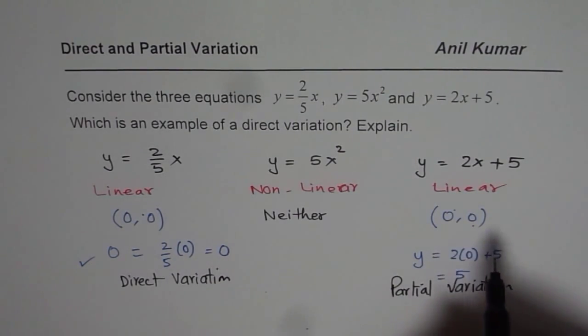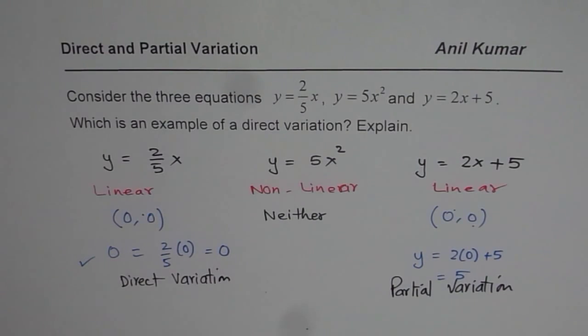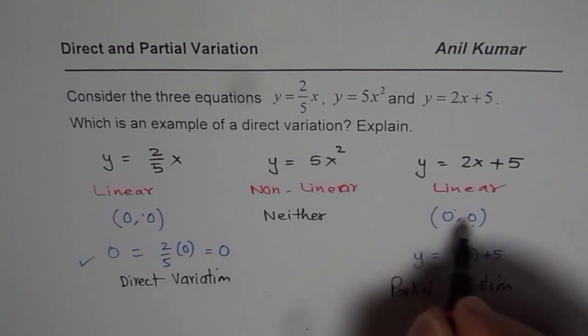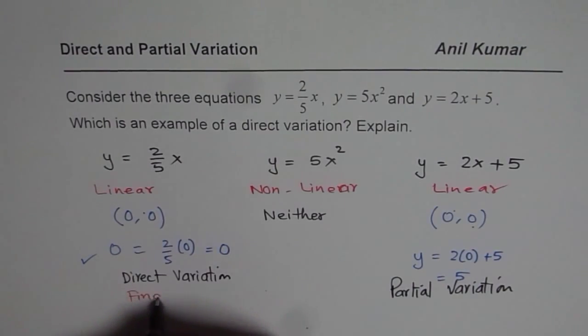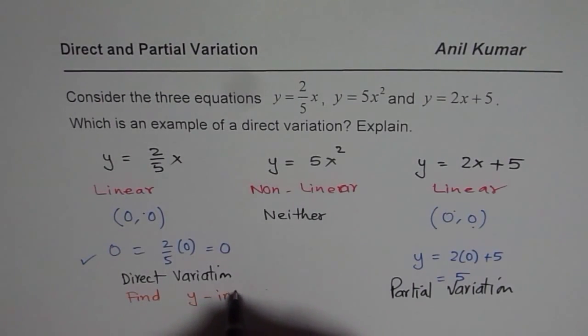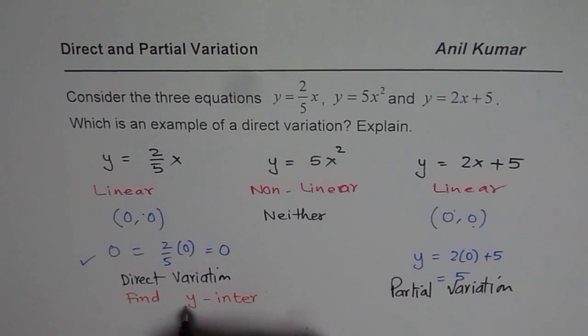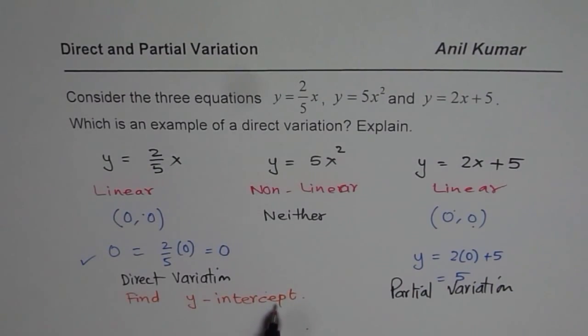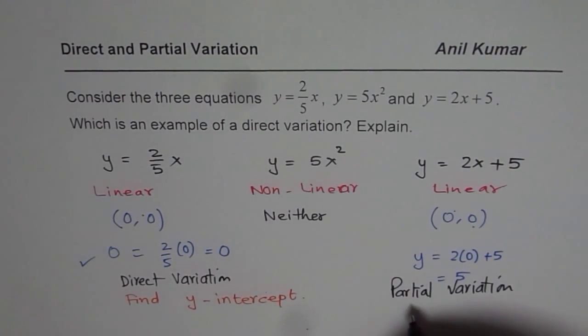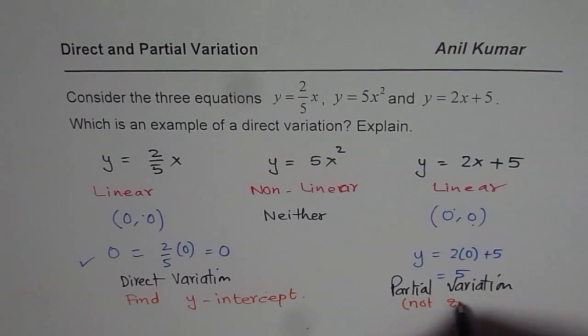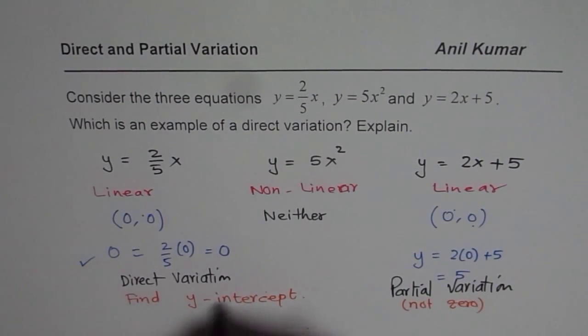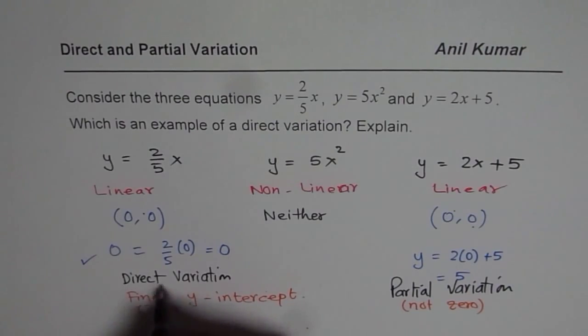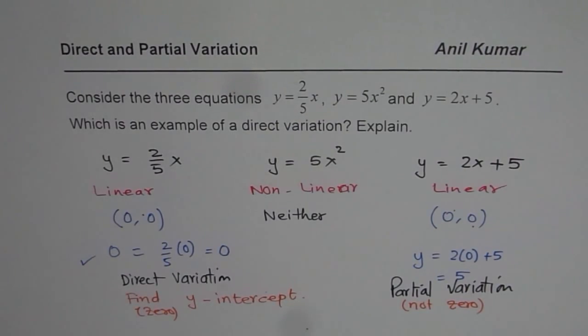Another way of saying the same thing is to find the y-intercept. That is kind of an acid test. Now if the y-intercept is 0, then it's direct. If the y-intercept is not 0, it is partial. So we find the y-intercept here, and it is not 0, so it is partial. Here the y-intercept is 0, so it is direct. That could be another way of justifying your answer.